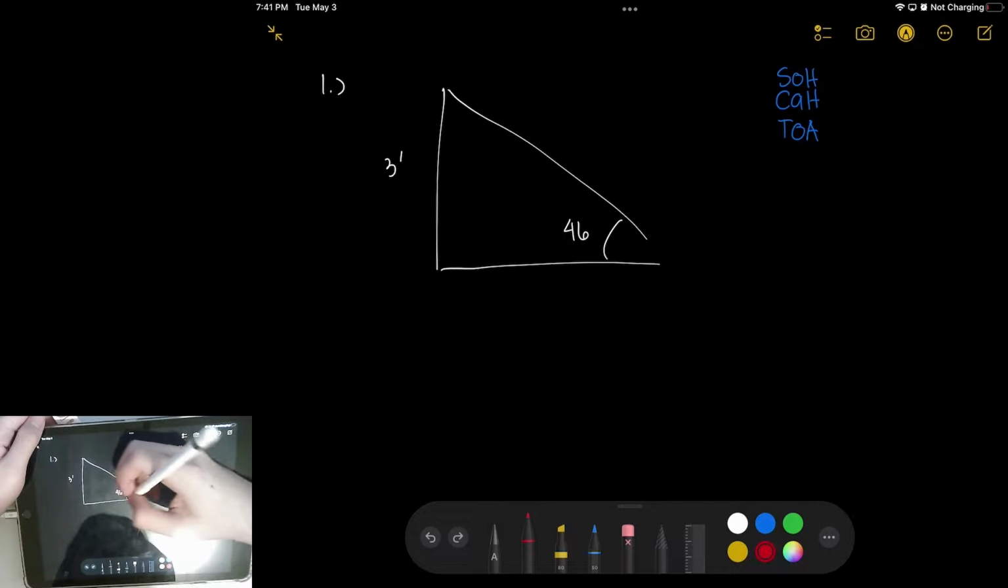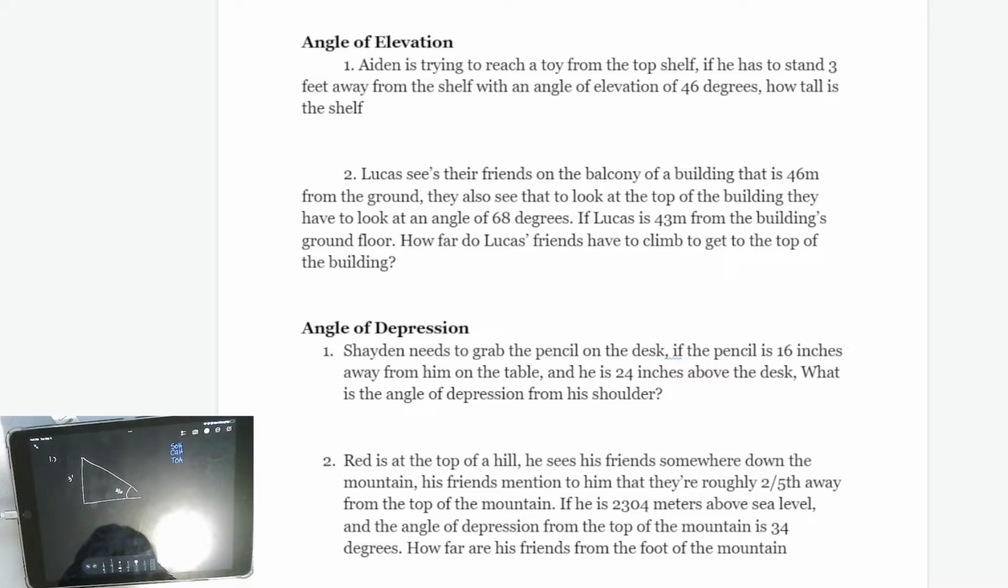So our opposite is going to be right across from our angle. This is our opposite. And our adjacent is here because it's not the hypotenuse. Anyway, the problem is stating, this is wrong, I'm sorry, this has to be here. The problem asks how tall the shelf is. So this is our x.